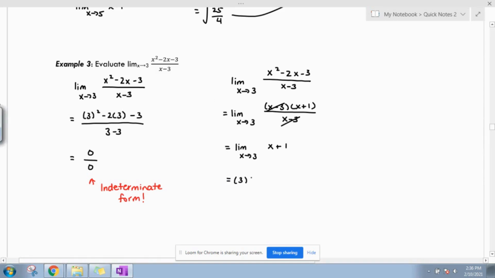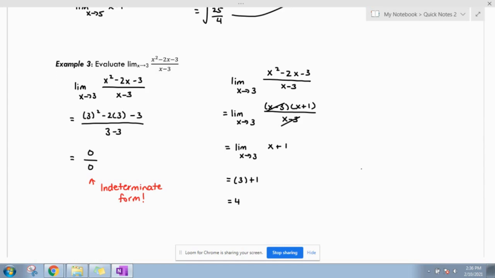So if I do 3 plus 1, notice the moment that I plug my x in to help me find the limit, the words limit and x approaches 3 disappear. And that's going to give me 4. So that means that the limit as x approaches 3 for x squared minus 2x minus 3 all over x minus 3 is 4. But we had to do a bit of work before we could get that limit, and it's all because we had an indeterminate form to begin with.